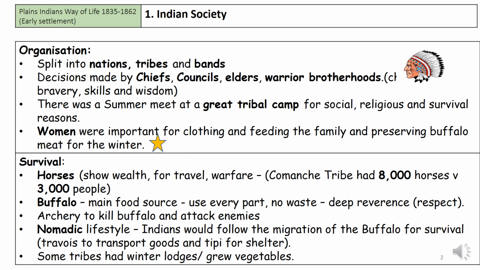Now, not every tribe was completely nomadic. Some of them did stay put during the winter. They wintered in camps because we know the weather on the plains is quite extreme.